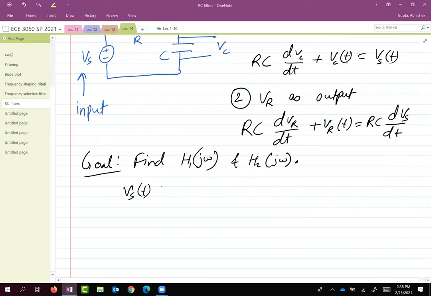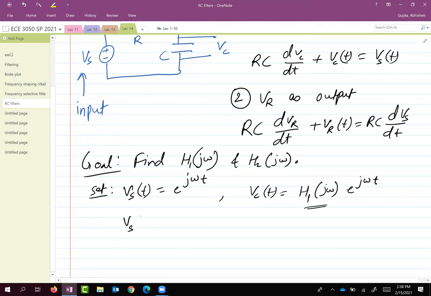I'm going to set vS(t) equals to e raised to j omega t. And I know that vC(t) equals H1(j omega) e raised to j omega t. So that's how I can compute the value of H1. This vS(t) and vC(t) pair must satisfy the system number one differential equation.